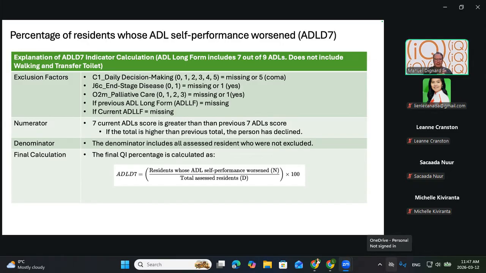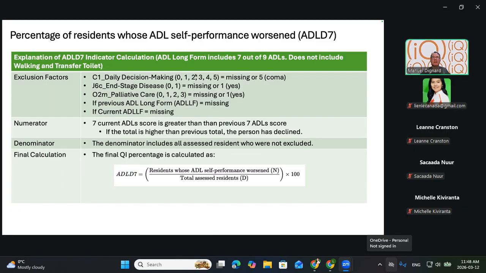Decline in ADL. This one is not a mirror. This one, it doesn't exist in the improved. So it captures the overall decline in ADL self-performance. Okay, it's a summary score of 7 key ADLs. It's a broader measure than the specific early, mid, or late loss indicators. And it's often used, right, to track the general trends in resident function over time.